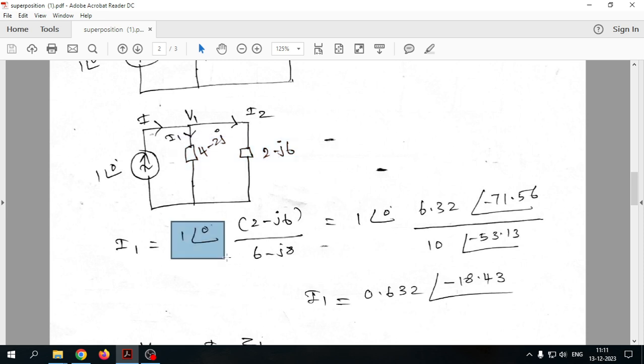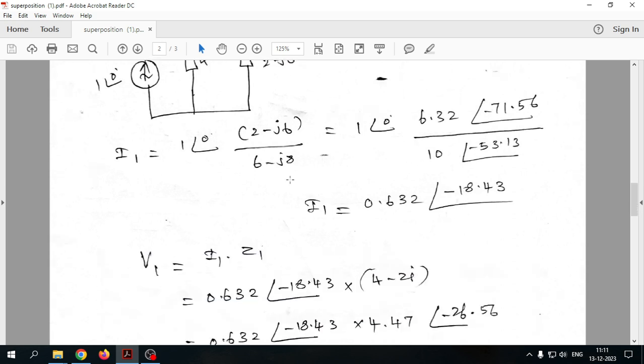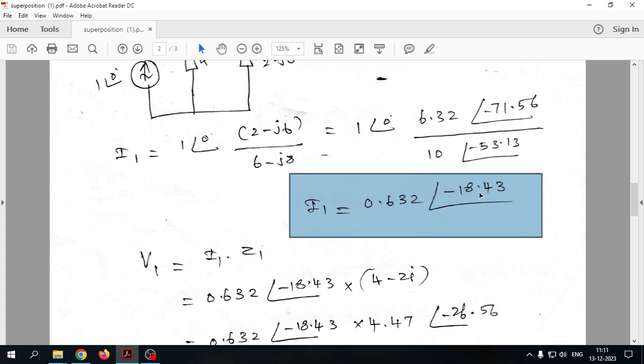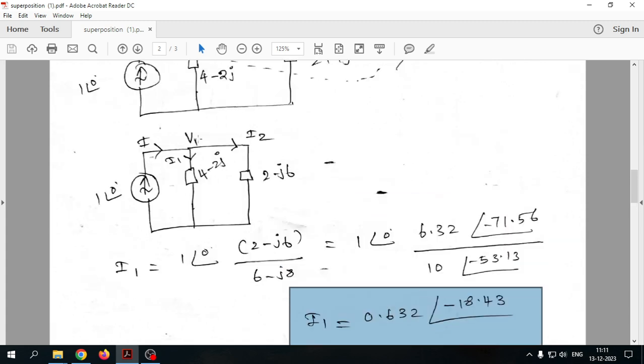First, this is the actual current, and this is the opposite resistance 2 minus J6, and 6 minus J8 is nothing but the combination of these two. So 4 plus 2 will be 6, and minus 2J minus 6J will be minus 8J. And if these two are in division, you make the polar form of this, and similarly the polar form of this, and by doing the division and subtracting the angles, the I1 value will be 0.632 angle minus 18.43.